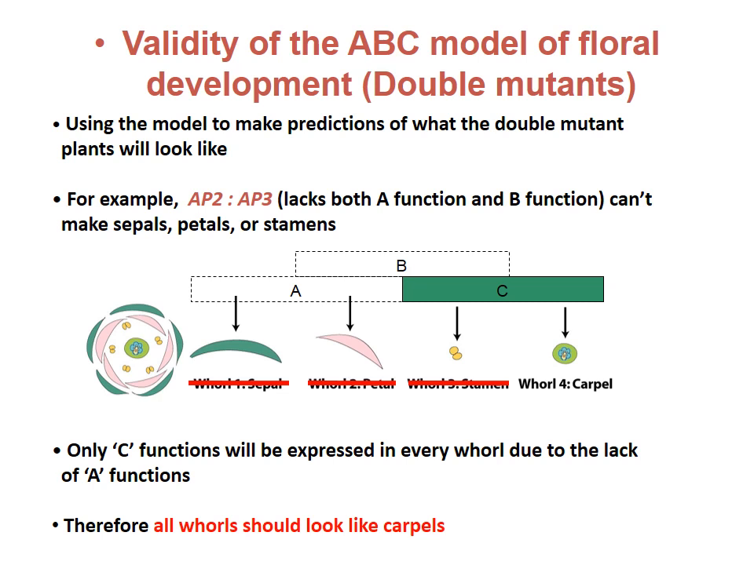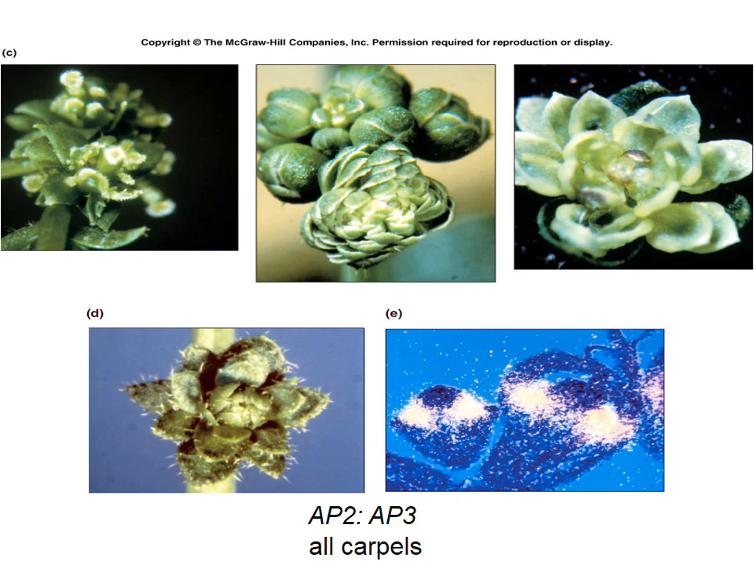Validity of the ABCDE model of flower development by double mutants. Using this model to make predictions of what the double mutant plants will look like. For example, AP2 AP3 lacks both A function and B function, so it can't make sepals, petals, or stamens. So only carpels were present, that means only the gynoecium part is present. Only C function will be expressed in every whorl due to the lack of A function. Therefore, all whorls should look like carpels. This looks like carpel when AP2 and AP3 both were mutated.